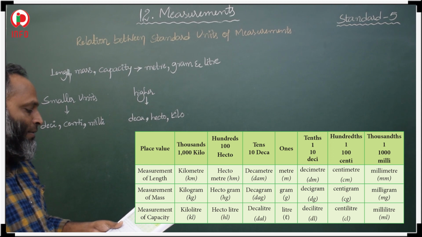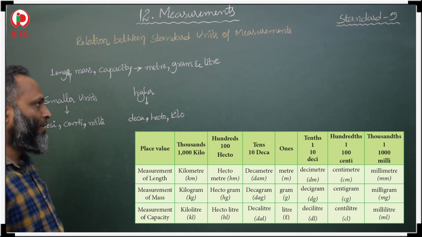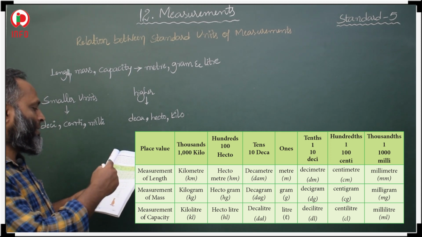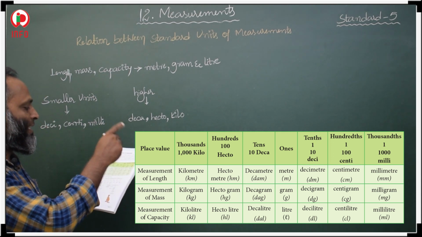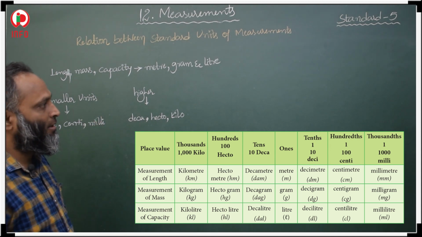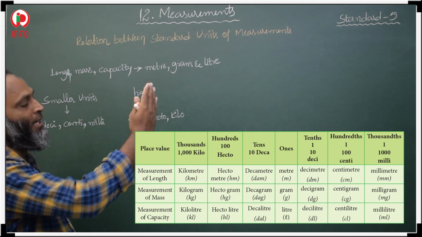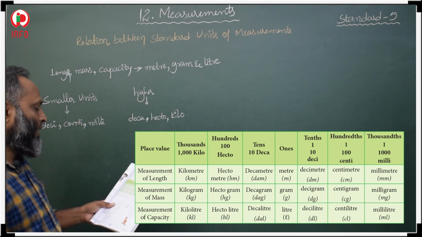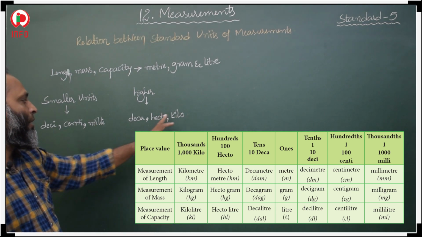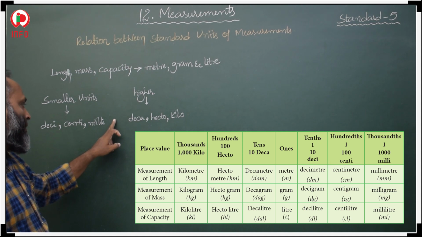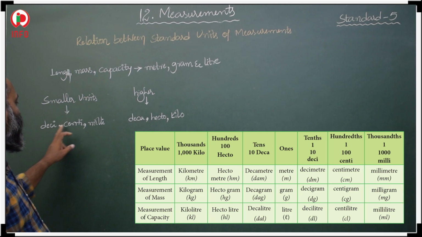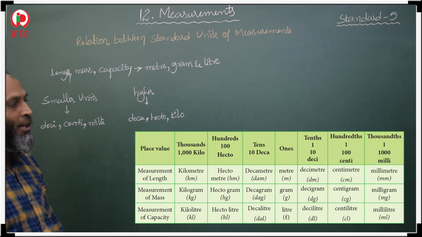After that, in the chart, which we also discussed in the previous class, the relation chart is given. The place value is given first: thousands, hundreds, tens, ones, tenths, hundredths, thousandths, from left to right. Here kilometer, hectometer, decameter, then meter, and after that deciliter, centiliter, milliliter. Okay.